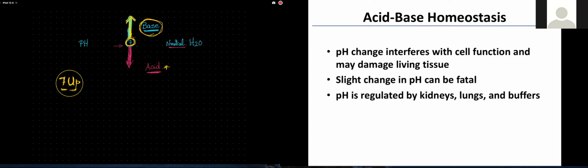pH change interferes with cell function and will cause major damage to the living tissues. A slight change in pH can be fatal, and pH is going to be regulated by the kidneys, lungs, and the buffers, which are chemicals that are already present in your plasma.